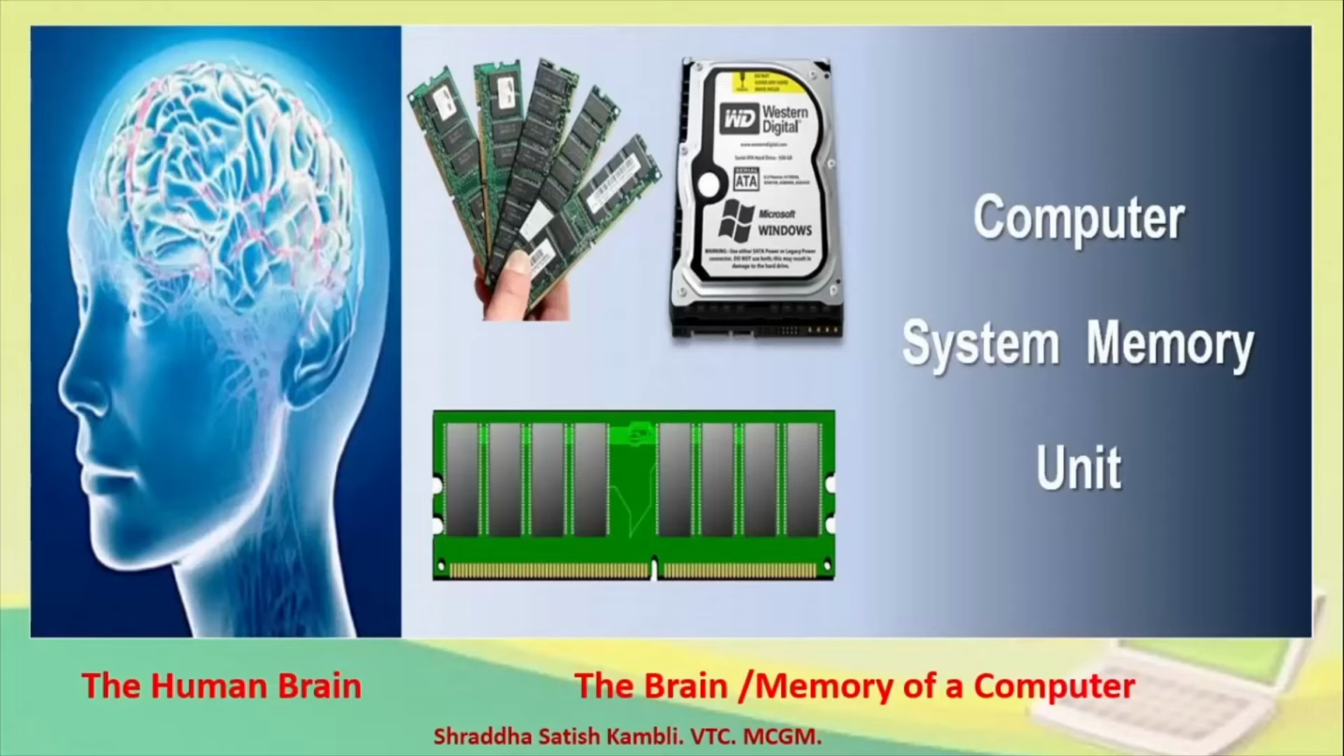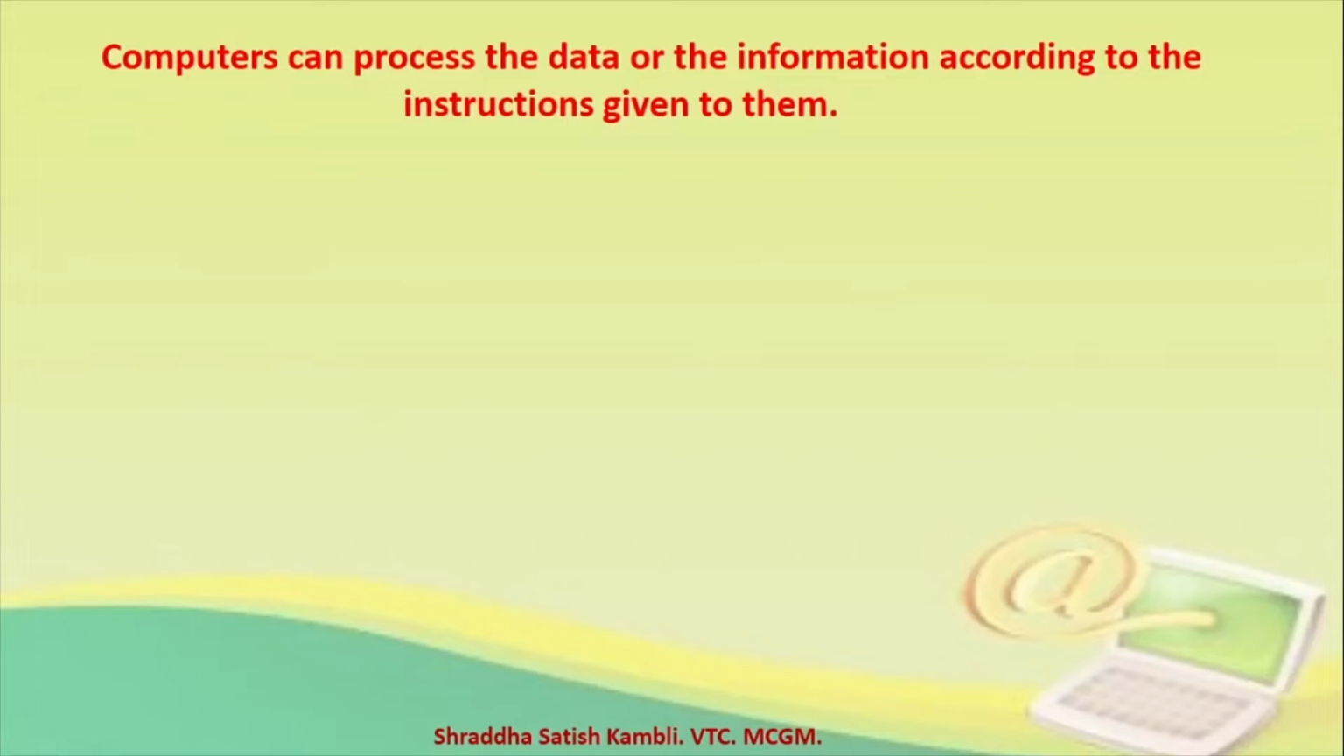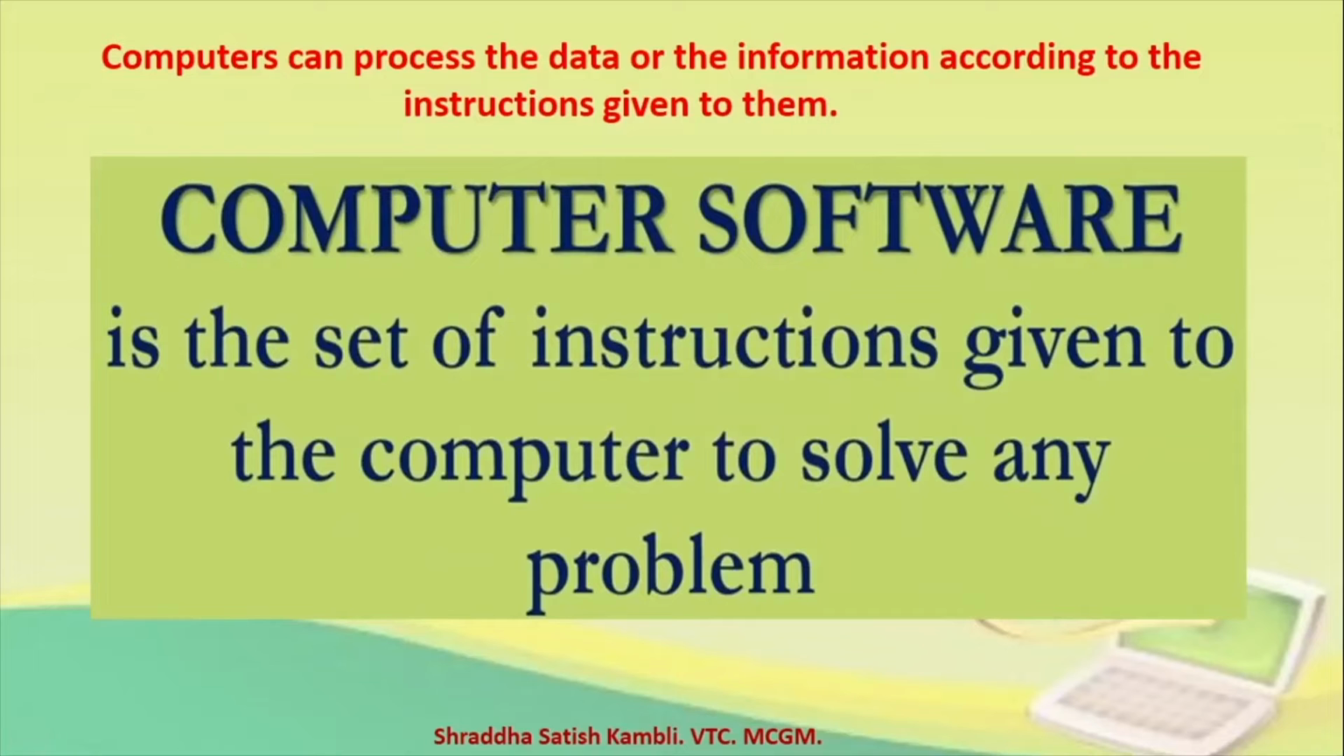Now, how does all this information enter into the memory of the computer? So let us find out. Computers can process any kind of data or information according to the instructions given to them. So when you buy a new computer, you have to give the computer a lot of instructions. Instruction means you have to literally teach the computer to do things. Okay. Now that is done using software. So what is software in a computer? It is a set of instructions which are given to the computer to solve any problem.